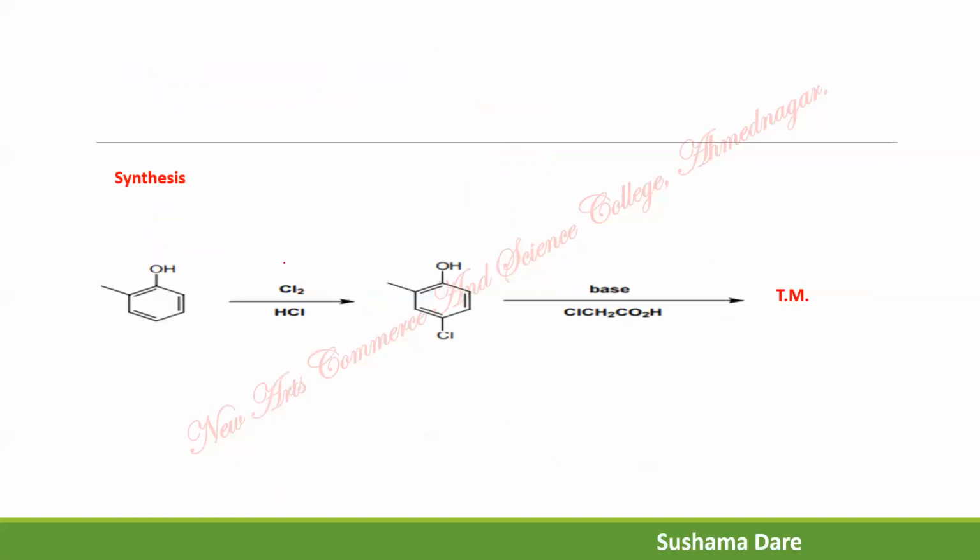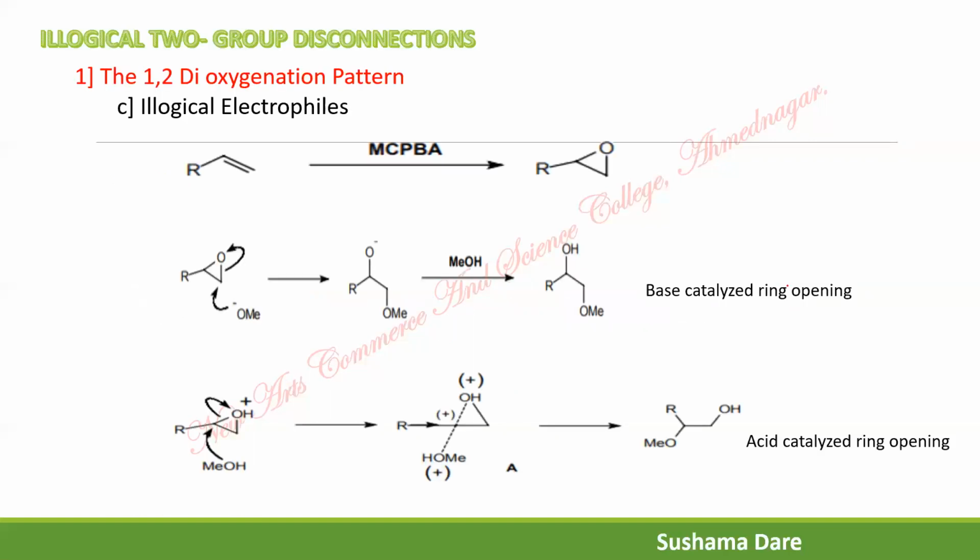Now this is the synthesis. As hydroxy is a donating group, with respect to hydroxy, the para position has more electron density. Therefore it undergoes a reaction with the electrophile, so it gives the para substituted product. After that, it is treated with base to abstract this proton. After abstraction of this proton, it attacks monochloroacetic acid, and then it gives the final product, that is the target molecule.